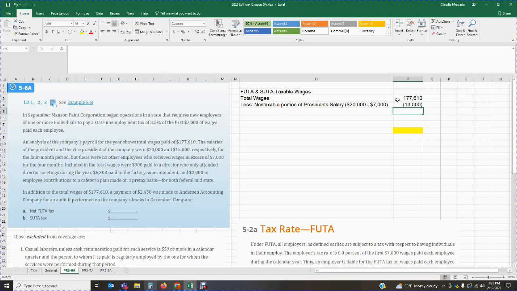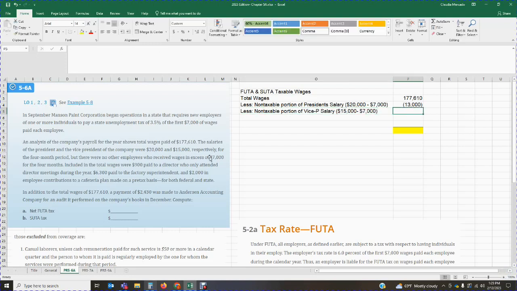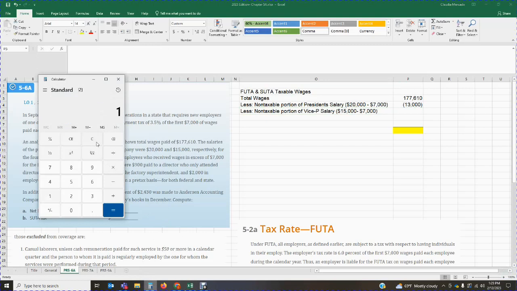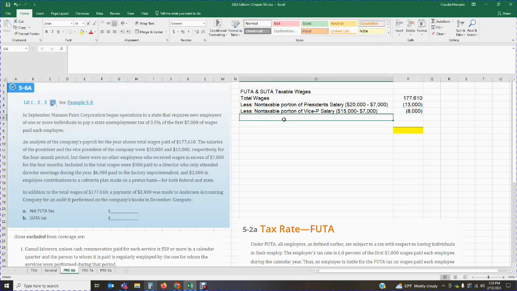So we're starting off with our total wages. The $13,000 is not taxable. We're going to deduct that because we're only going to pay taxes on the first $7,000. I'm going to deduct the non-taxable portion of the vice president's salary. The vice president earned $15,000, and remember we only pay on the first $7,000. So the excess is going to be $15,000 minus $7,000. The excess is $8,000. So we are not going to be paying any FUTA or SUTA on those $8,000. Now, we continue.